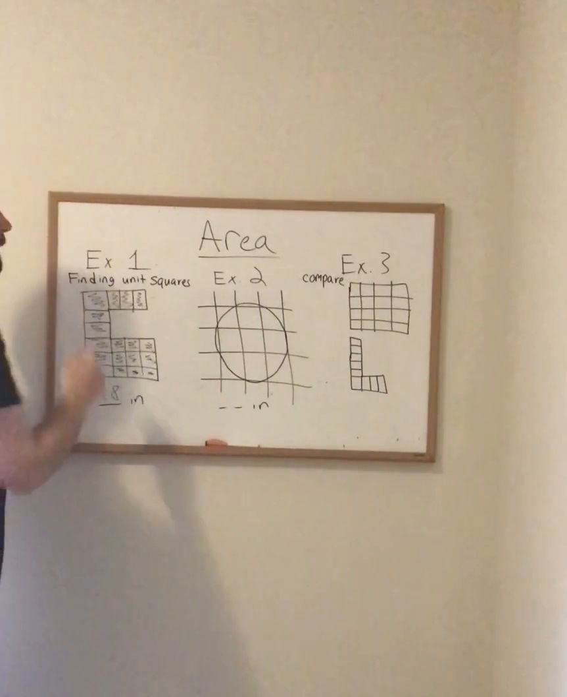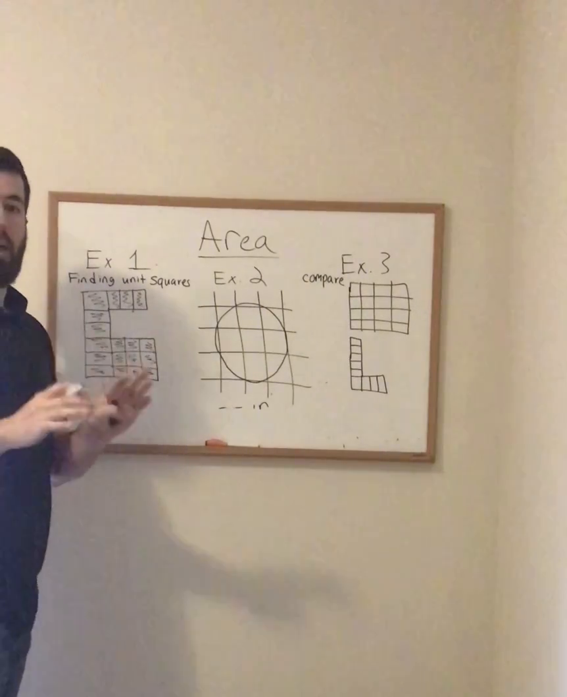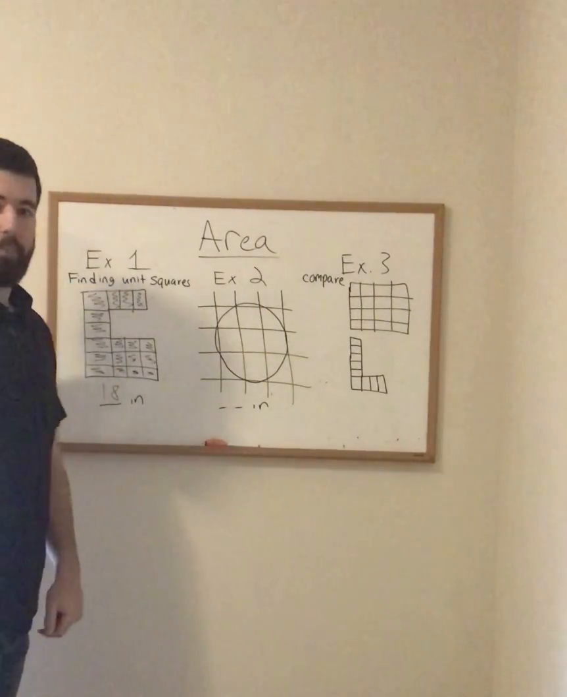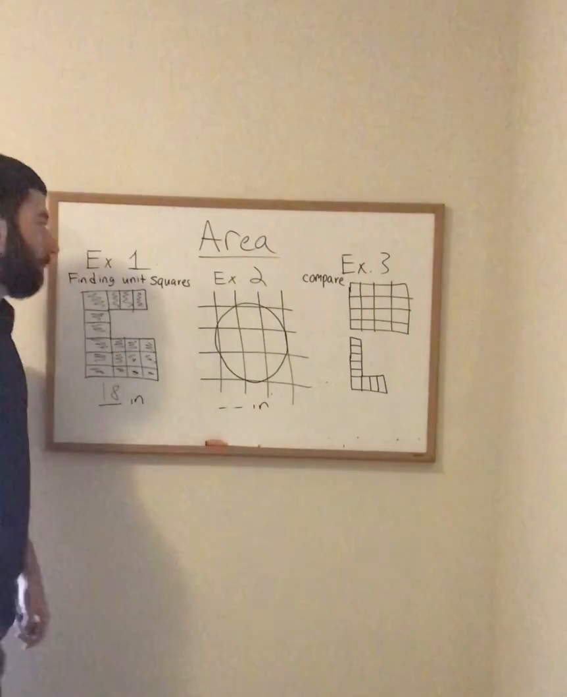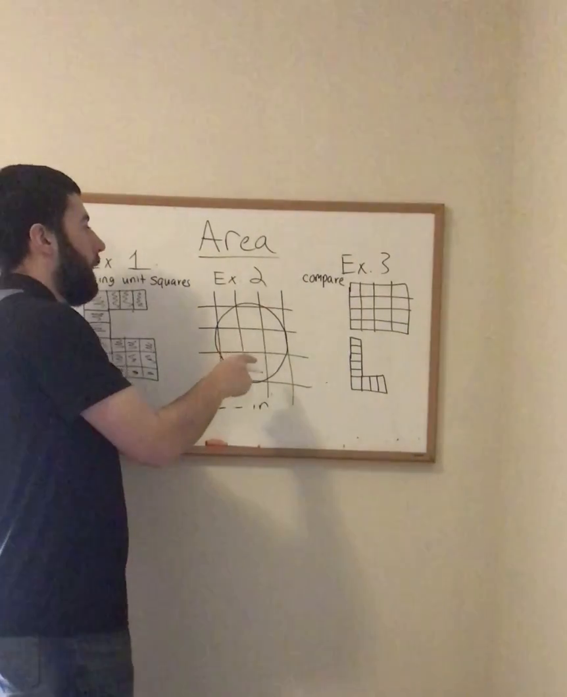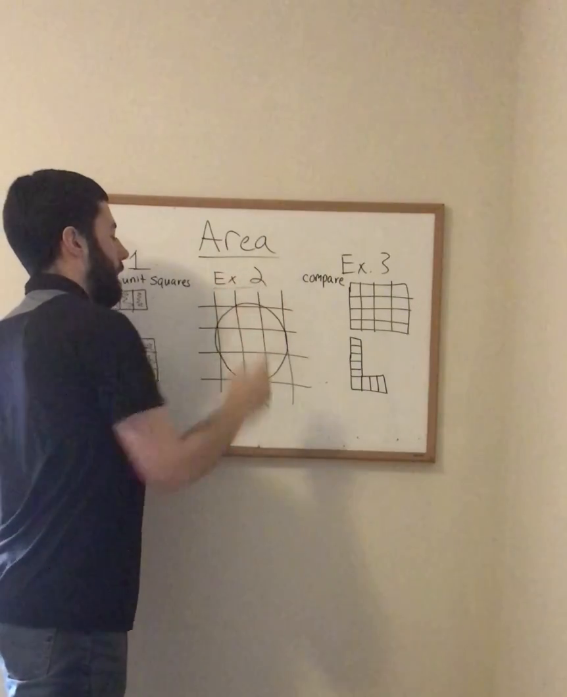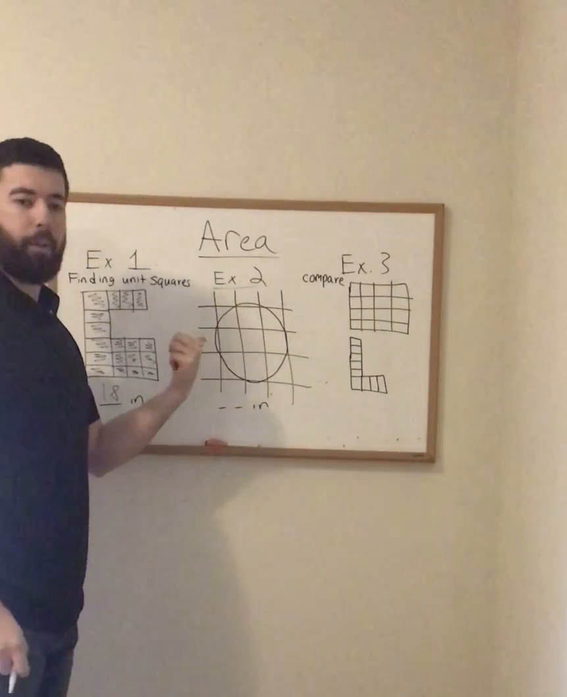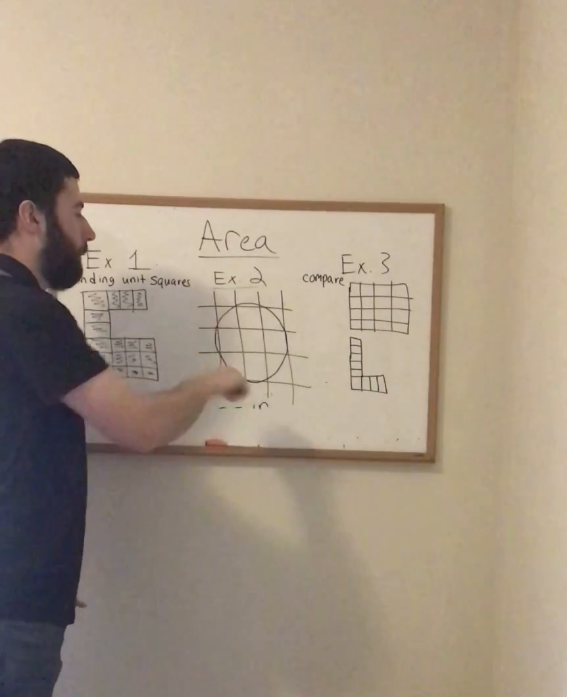As you see, when I was going through, I took my time and I counted one at a time to make sure I did not mess up or lose track of my counting. So that's example 1. Example 2 is sometimes you will get a shape that is irregular on a grid. What that means is it's oddly placed on the grid.